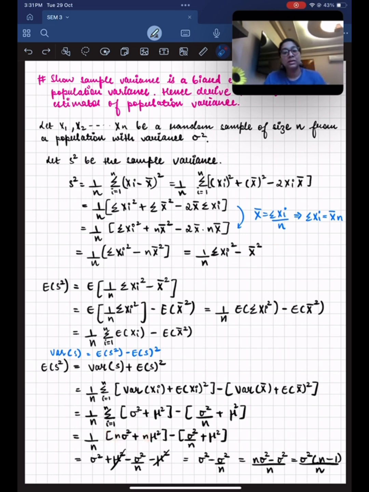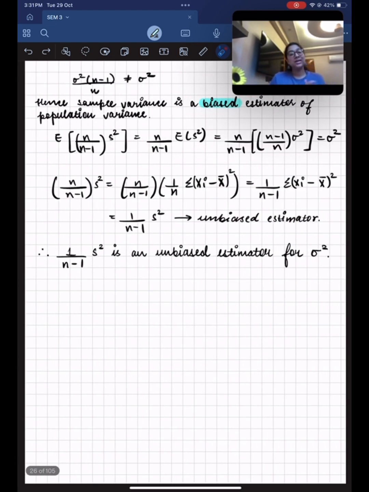Since the summation is from i equal to 1 to n, we'll take this n out, and this n will cancel the other n. We'll be left with sigma square plus mu square minus sigma square by n minus mu square. This mu square will cancel this mu square. We'll be left with sigma square minus sigma square by n, which we will simplify to get this term.